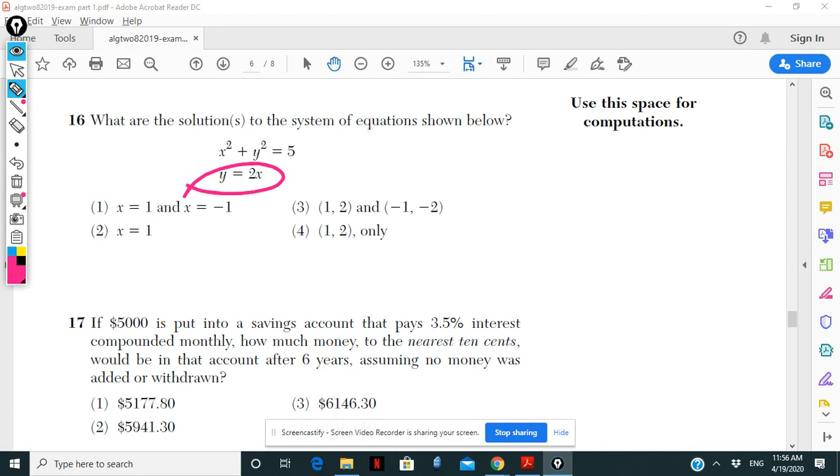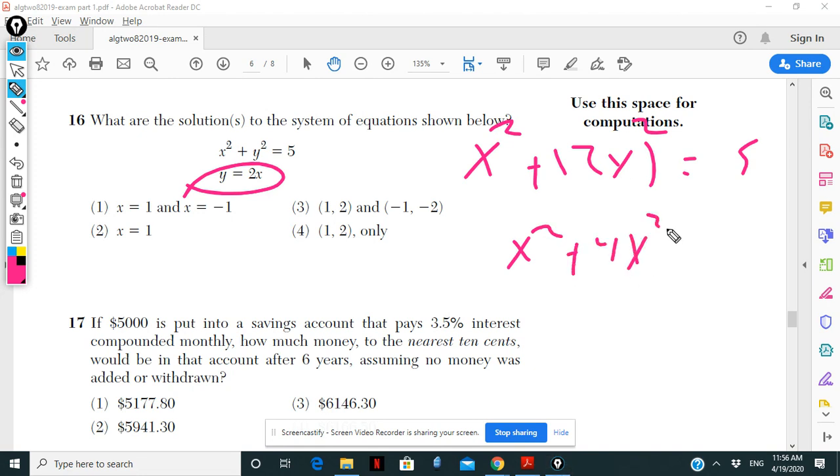Now, determine the solution. I'm going to use the substitution technique. So x squared plus 2x all squared equal to 5. So x squared plus 4x squared equal to 5. So 5x squared equal to 5. So x equal to plus or minus 1.